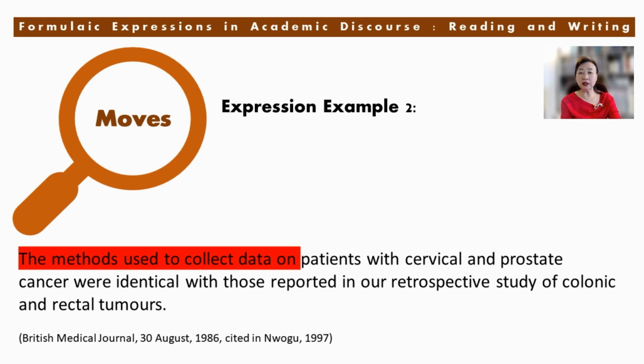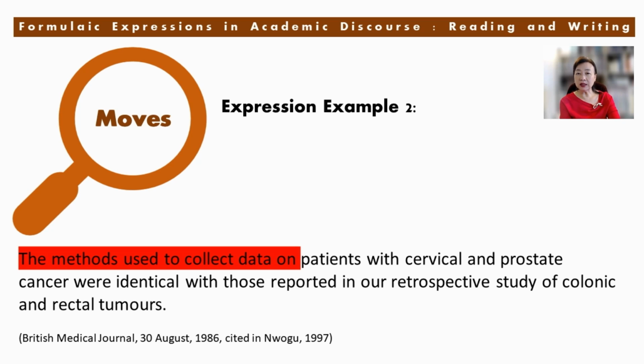In this passage, we can see the part that's highlighted, the methods used to collect data on. Just by this string of expressions, we already know that this passage is likely located in the patients and methods section of the paper. Why? How do we know that? Because we can look at the lexical item methods.